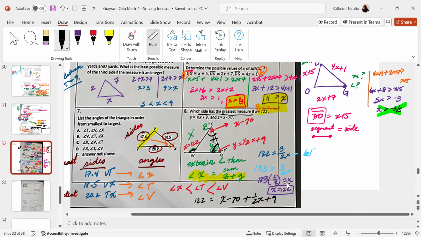So if x is 122, it's asking you which one has which side. But right now, all you have is angles, correct? So you have to plug that x in to find it. So you know the angle x is 122, right? But the inside angle, 122 minus 70, z is going to be 52 degrees, correct? Y is 1/2 x. What's half of 122 plus 9? You're almost there. All angles.